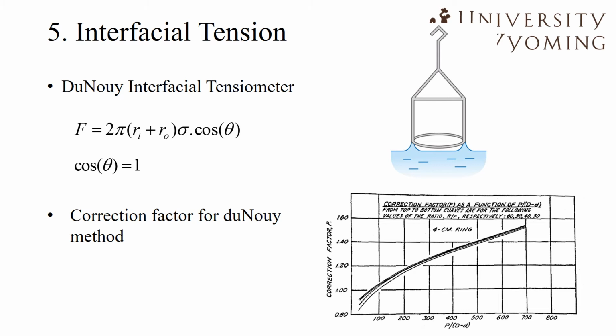And generally, there are some correction factors that we use based on the ring that we employed in order to correct for the force measurement that we got from the tensiometer. So we will be providing you these correction factors and we'll use them in the lab as well.